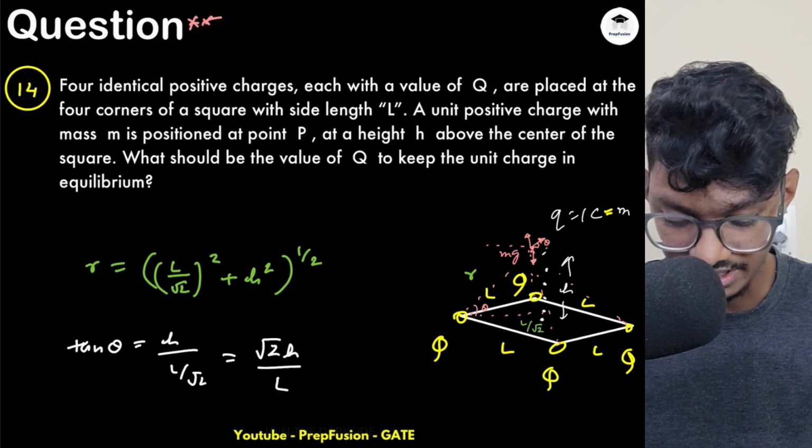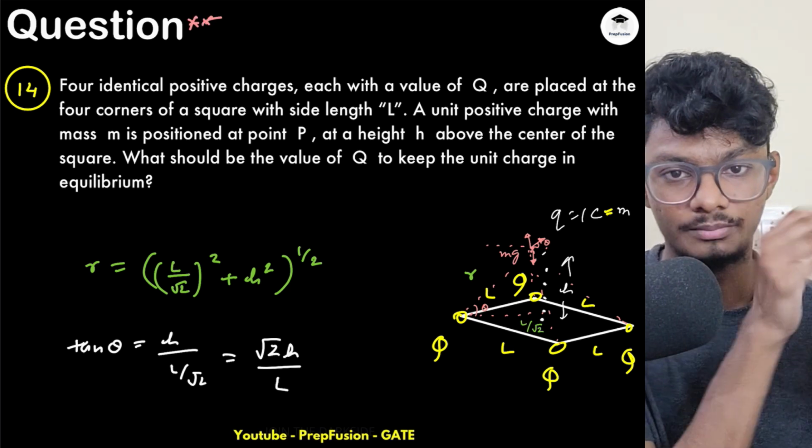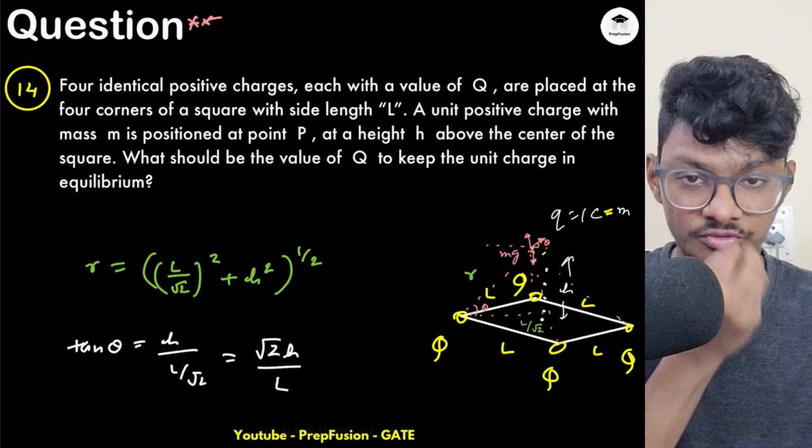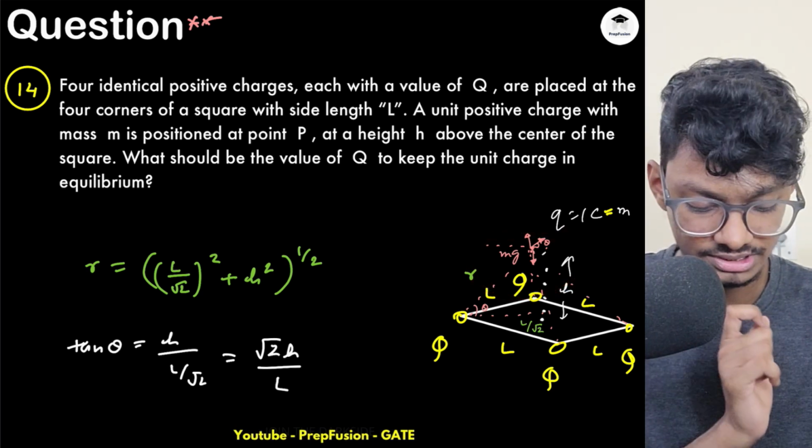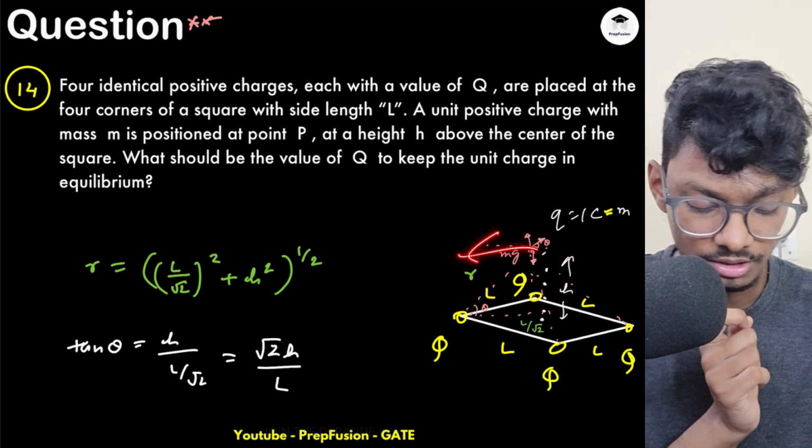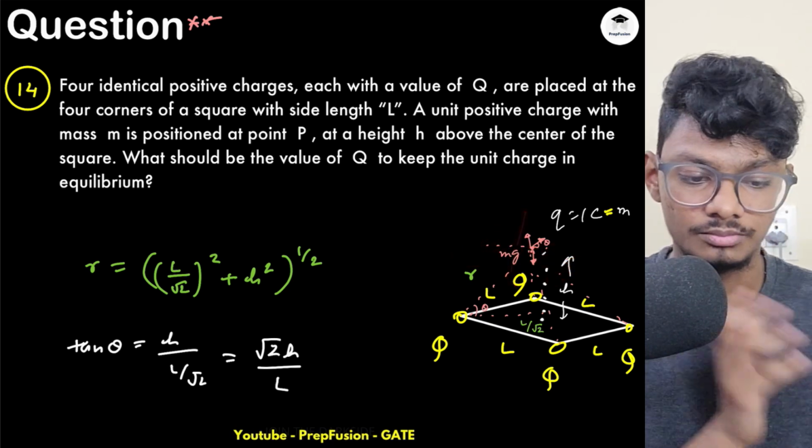Just electrostatics, right? A few questions are a bit hatke, basically meaning you have to think out of the box. Here symmetry is happening. Basically all the horizontal components are cancelling each other out. Only the vertical components are left.